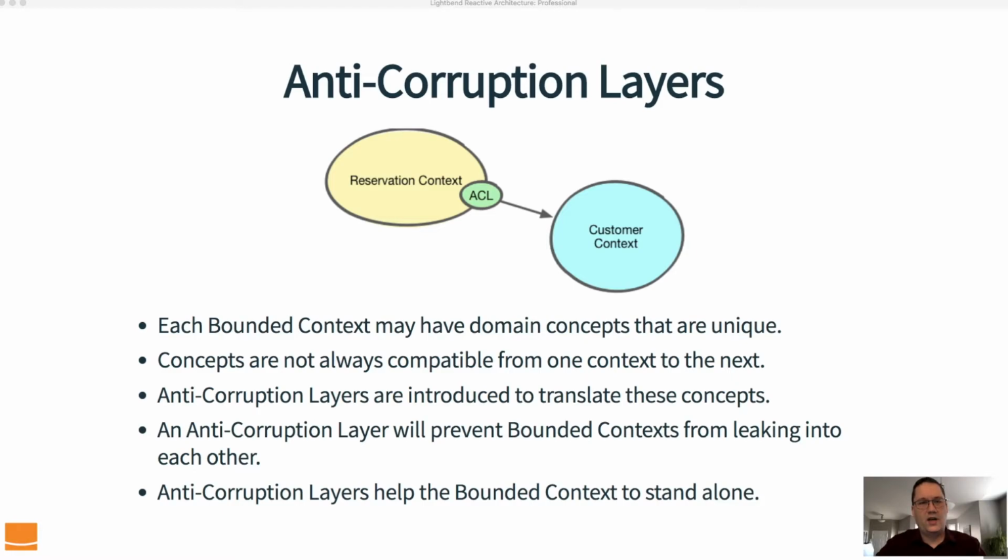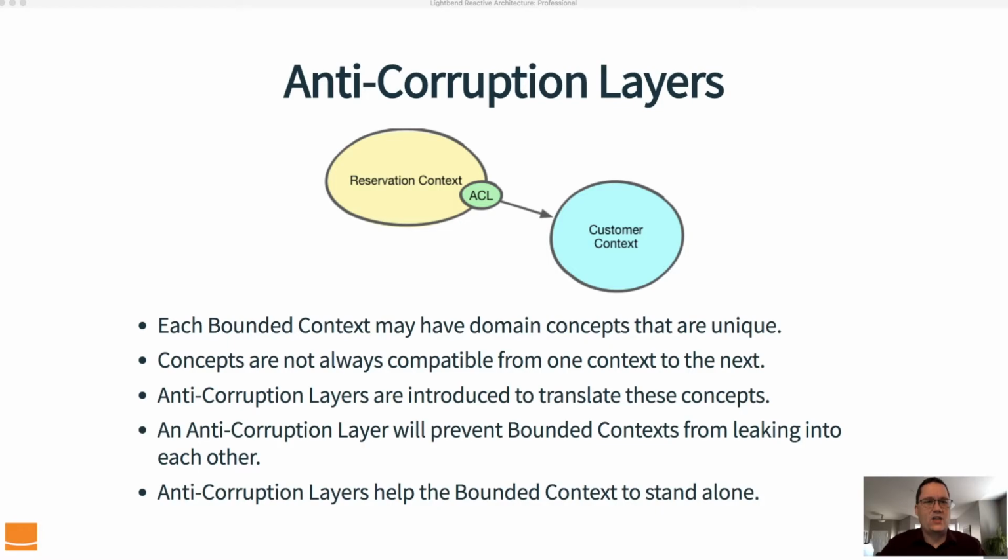If we have, for example, a caching layer inside of that anti-corruption layer, then what can happen is if the customer context disappears for some reason, the anti-corruption layer still may have a cache of that information and still may be able to operate, despite the fact that the customer context is gone.